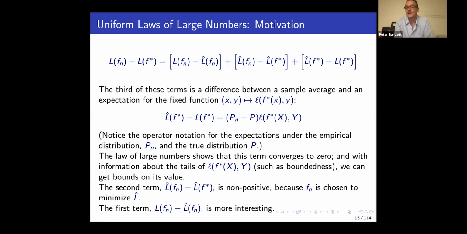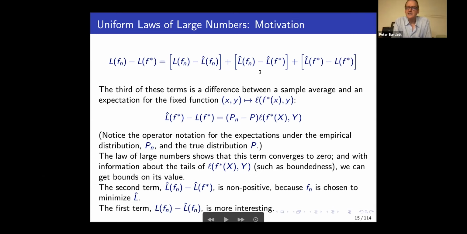And actually, if we have a little more information, information about the tails of the loss, such as boundedness of the loss, or more generally, something we call a sub-Gaussian property, which we'll meet a little later on, then you can be quite quantitative about how the sample average exceeds the expectation, how rapidly those two get close to each other. So this term is sort of easy to deal with.